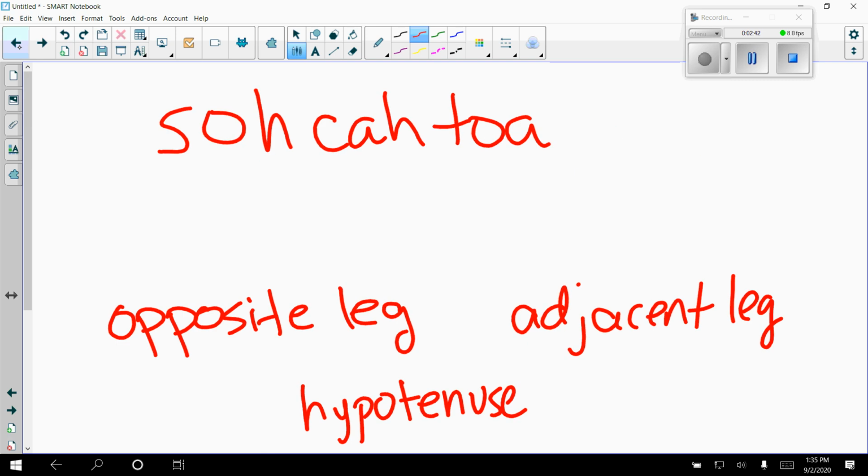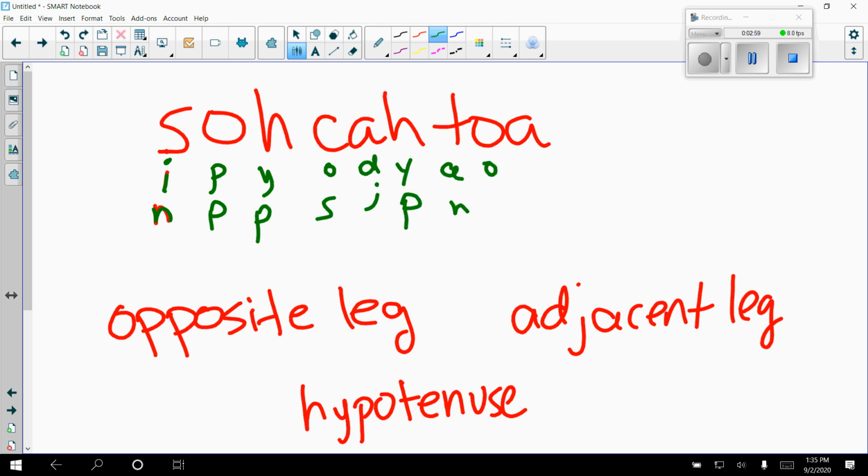So if we go back here now, see where this is coming from? Sine is opposite over hypotenuse. Cosine is adjacent over hypotenuse. And tangent is opposite over adjacent. So SOHCAHTOA is where that comes from.